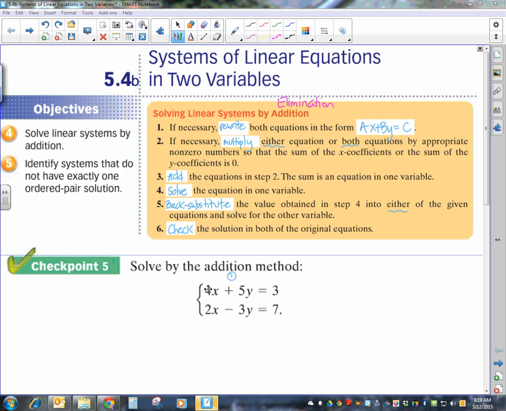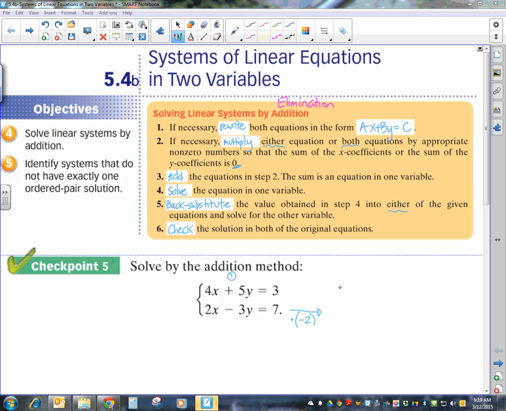What you do with your coefficients when you're looking at these numbers: does 2 go into 4? It does. Does 3 go into 5? It does not. So the easiest would be to take this equation and multiply it by 2. Except I'm going to multiply it by negative 2, because 2 times negative 2 is negative 4, and negative 4 plus 4 equals 0. So I'm trying to get it so that when I add the equations, one of those coefficients is 0.